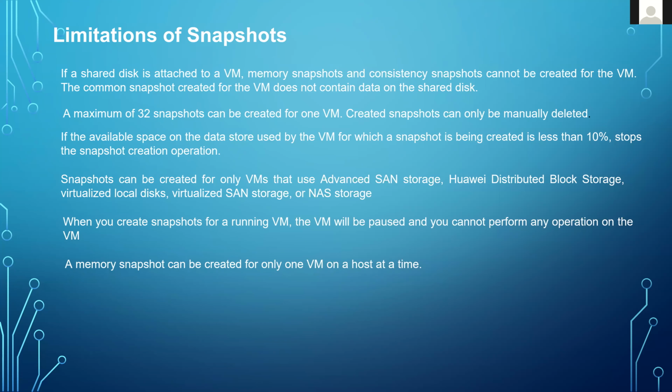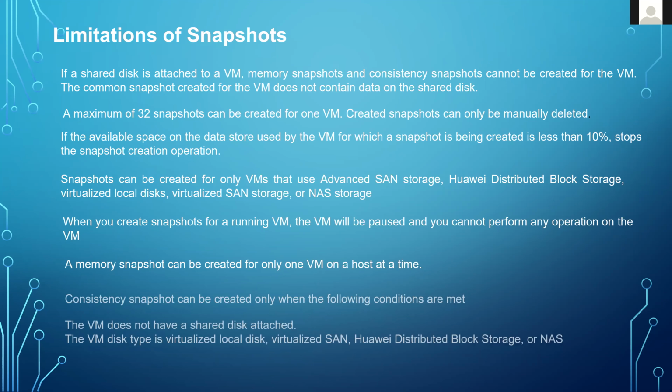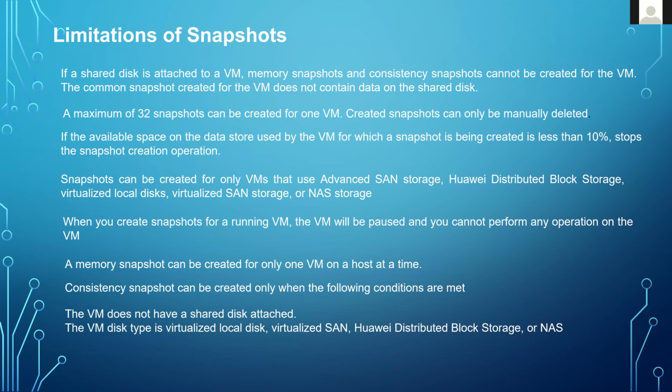Okay, there's one more limitation. If you want to take a memory snapshot, in one host you have multiple VMs. At a time you can create only one memory snapshot for a VM on a host. If you have multiple hosts, you can do multiple snapshots, but on one host, if you have multiple VMs and you want to take a memory snapshot at a time, it is not possible. You have to wait until the first one is completed, then you can create another one. Okay, these are also some limitations.